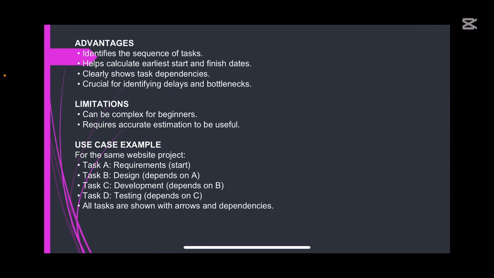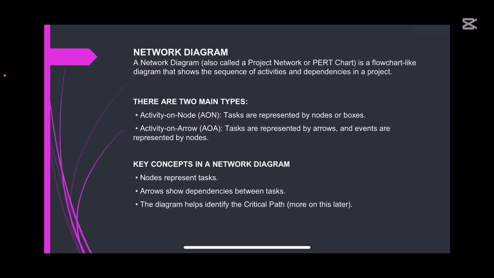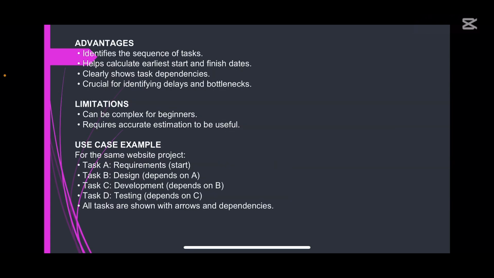Now, what are the advantages of a network diagram? 1, it identifies the sequence of tasks. Number 2, it helps calculate earliest start and finish dates. Number 3, it clearly shows task dependency. Number 4, it's crucial for identifying delays and bottlenecks. What are the limitations? It can be complex for beginners, and it requires accurate estimation to be useful.